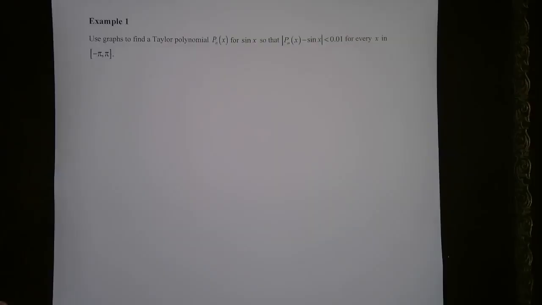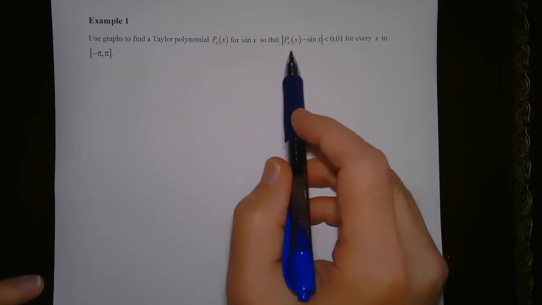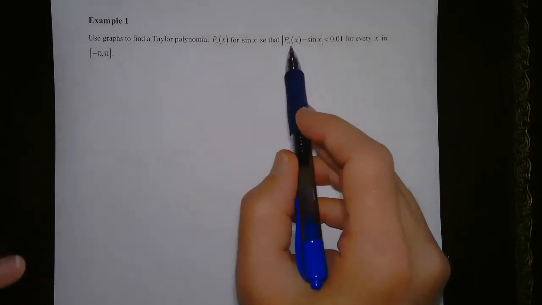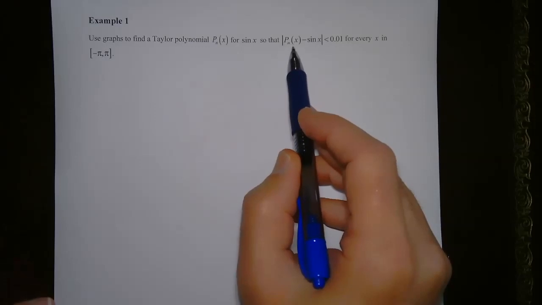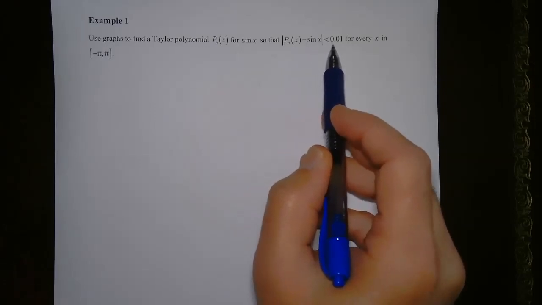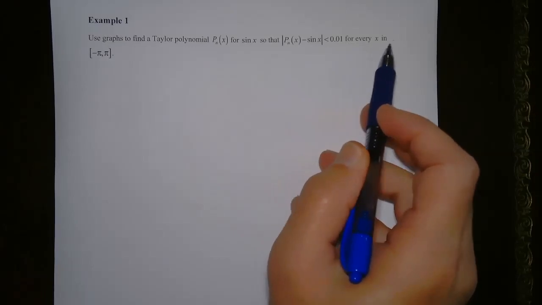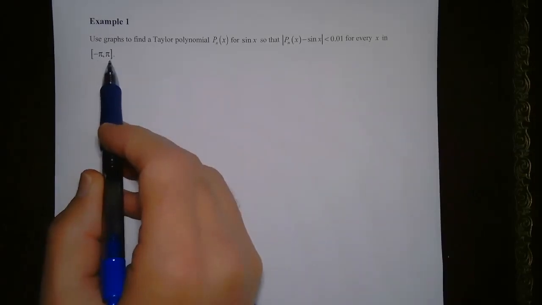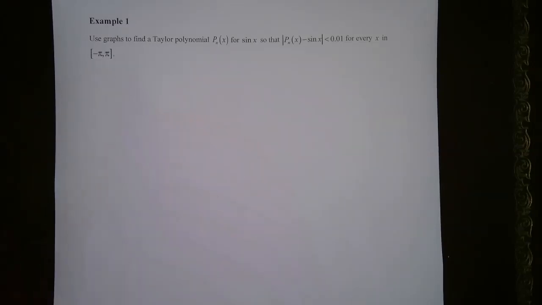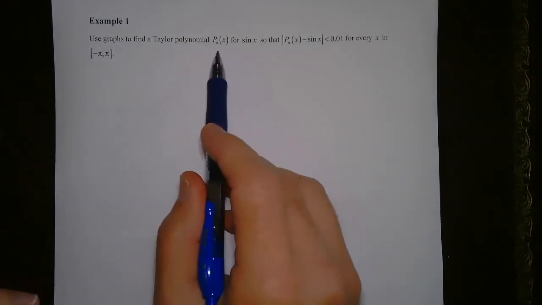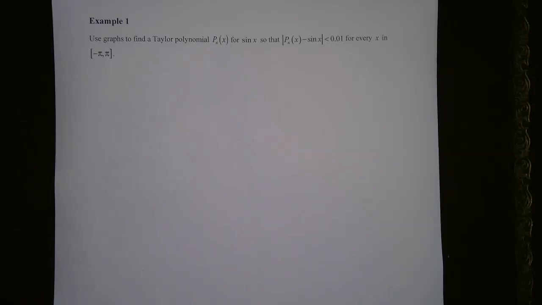For this first example 1, we're going to use graphs to find a Taylor polynomial p sub n of x, the nth order Taylor polynomial for sine of x, so that the absolute value of the nth order Taylor polynomial minus sine of x is less than 0.01 for every x in negative pi to pi. Basically, we're going to get an approximation for sine of x using the Taylor polynomial, and we're going to look at different orders, between negative pi and pi.